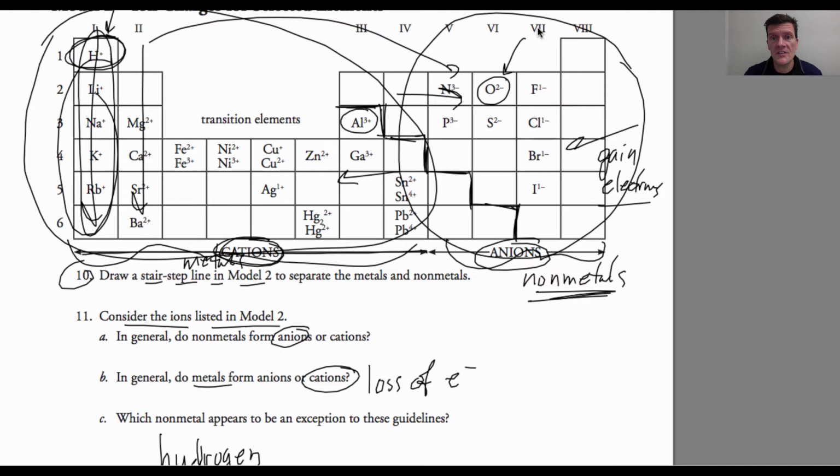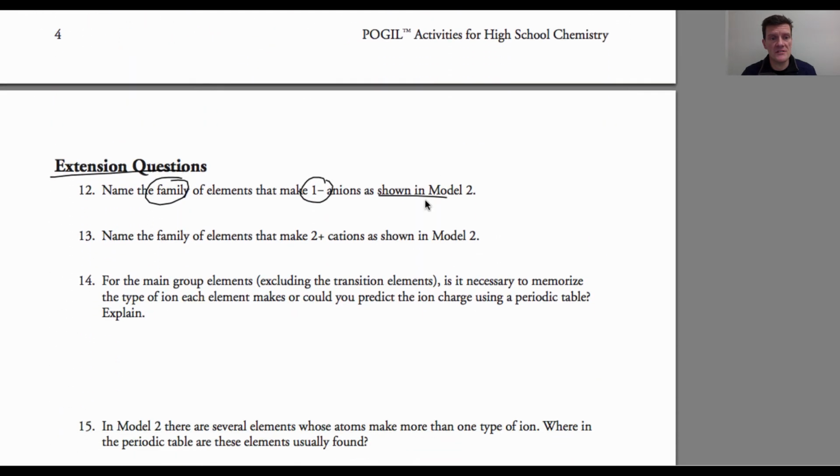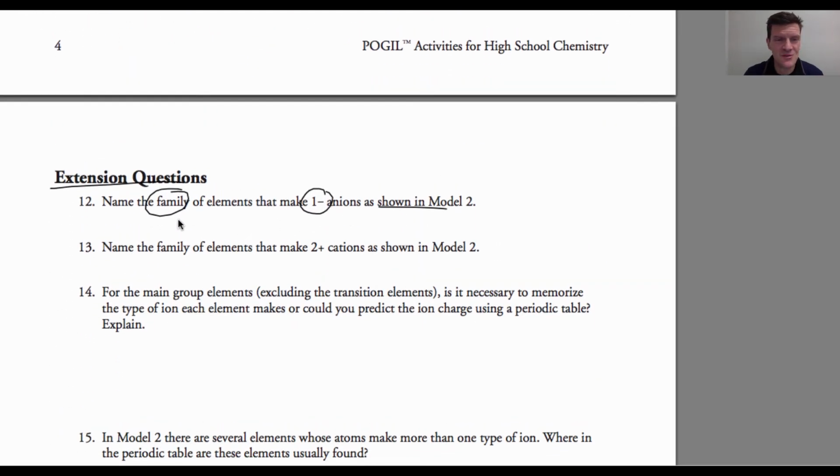Everything over here in this group with fluorine and chlorine, everything in that group is going to form -1 ions. Everything in this group form -2 ions. And you're going to see a pattern there, and we'll talk about why that is when we talk about electron configurations. So, back to our question number 12.